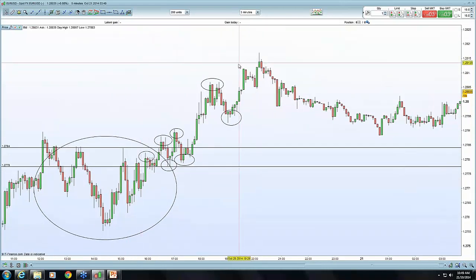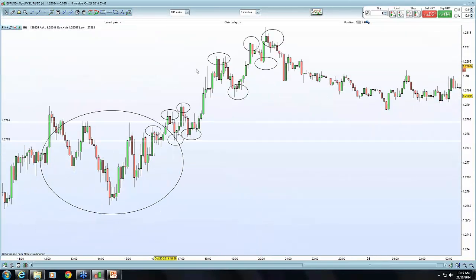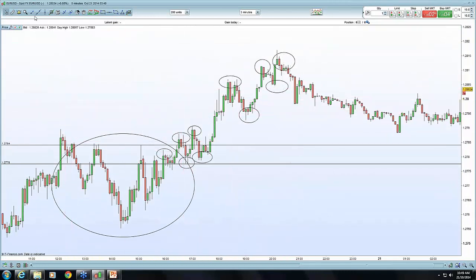Okay, another higher high here, another higher low, another higher high. So this whole level here, we know that we are on an uptrend. It's just making a series of higher lows and higher highs, and this comes after we were consolidating here.